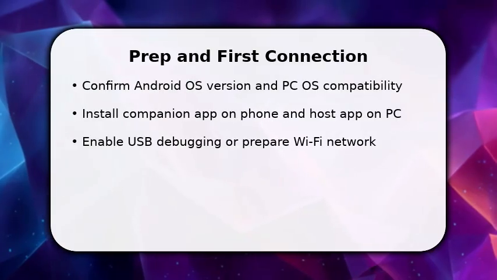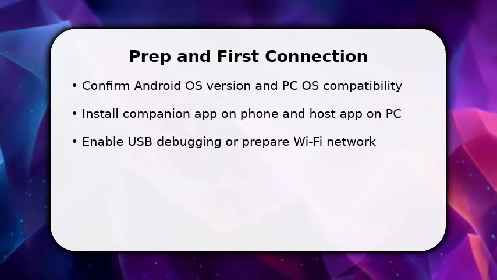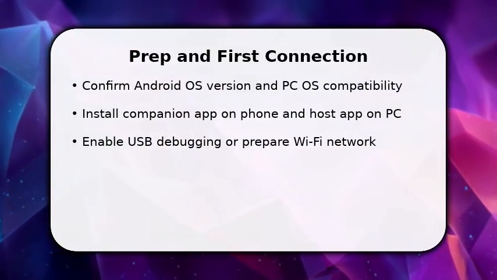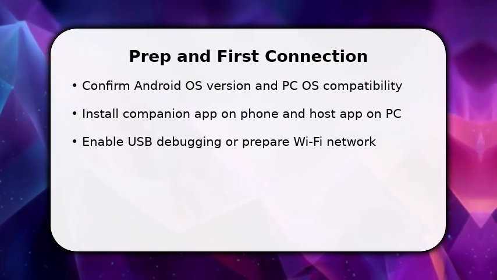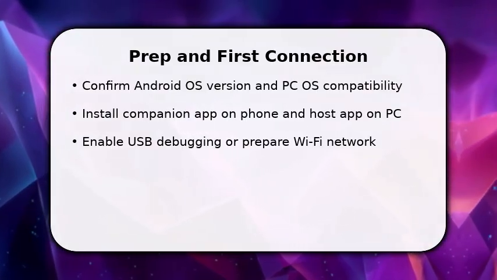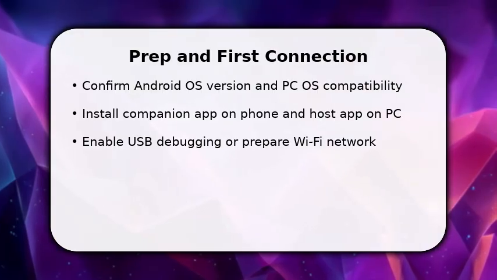You start by preparing both devices. Install the phone app and the PC host now. Plug your phone by USB for fastest setup. Enable USB debugging and developer options so the computer can see the device.